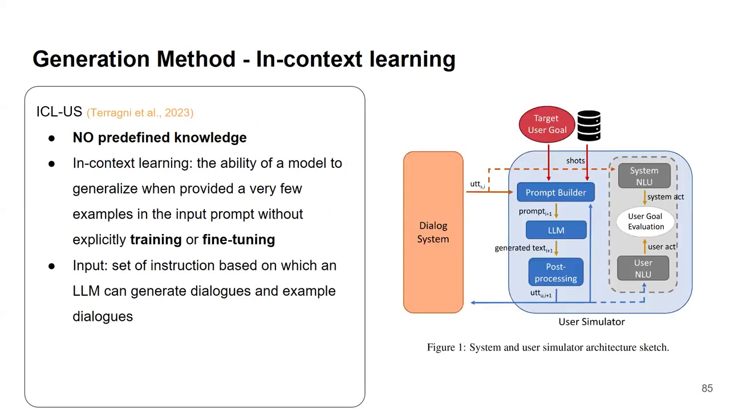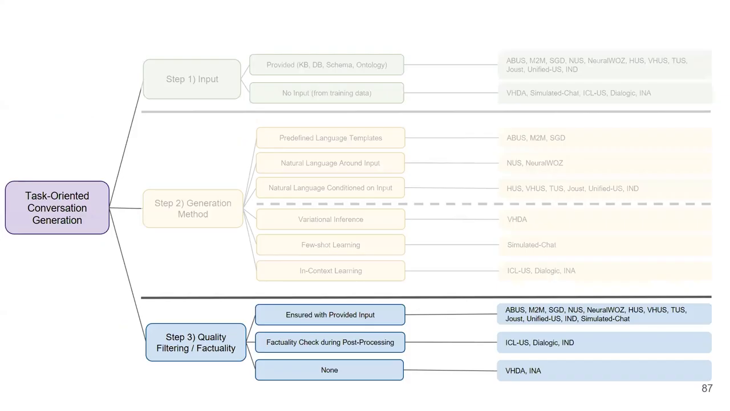And with in-context learning, we have two methods, very similar, ICLUS and Dialogic. So I will just explain this a bit. Well, actually, it's very similar to the other one. You just do in-context learning, zero-shot. So these are the methods.